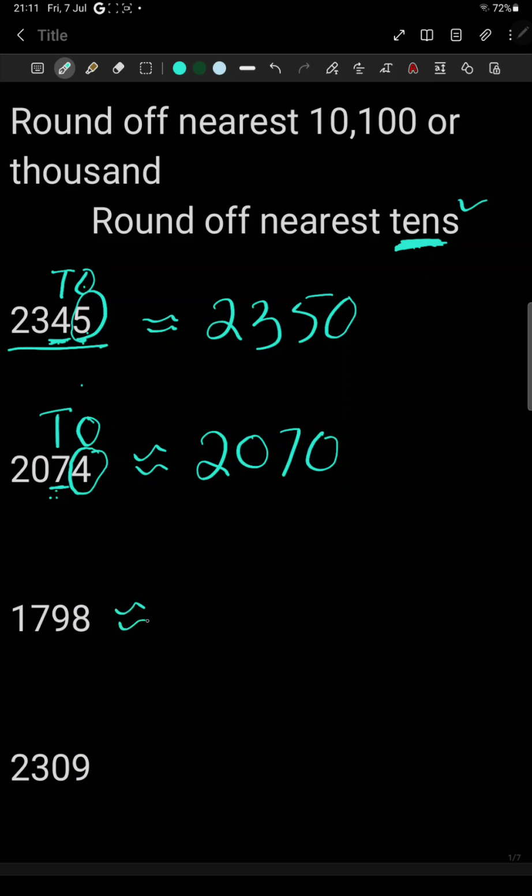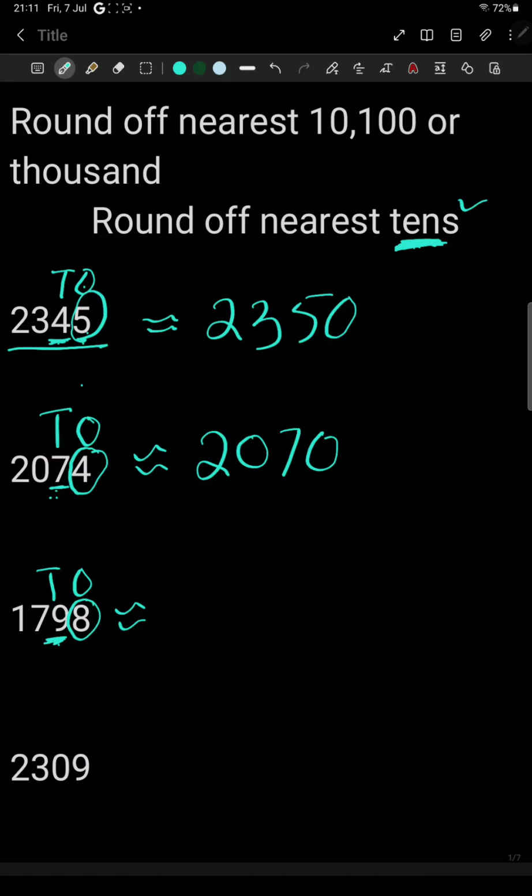Next number, for instance, is 1798. We are going to round off to the nearest tens, so ones, tens. We will underline this number. Now we will check the number on the right hand side. It is more than 5. 8 is more than 5. So what we need to do is round it up. When we round it up, this is 9.